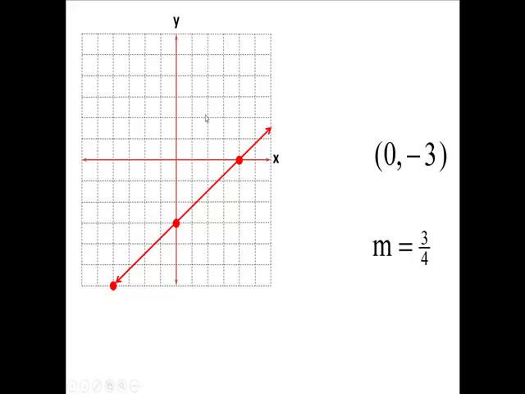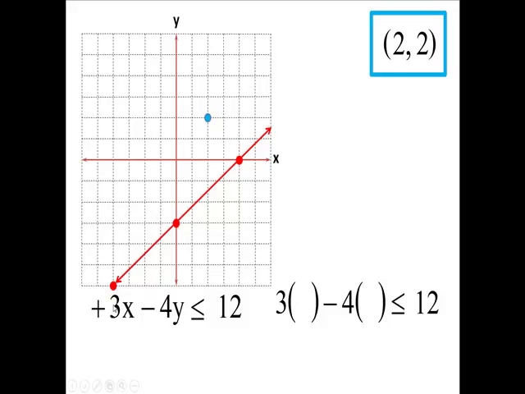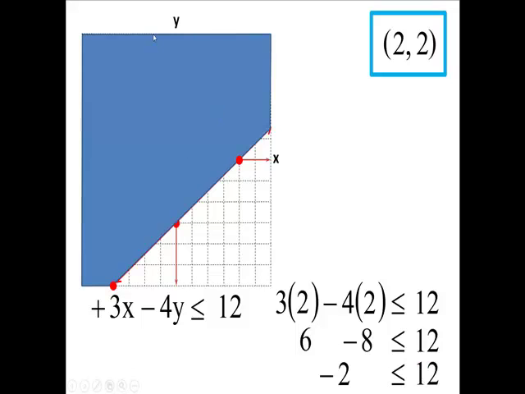Now, the test point for this right here, last time we used 2, 2. I'm going to do the same thing. Use 2, 2, that point right there, and see if you get a true statement. Well, 3 times 2 minus 4 times 2, that's 6 minus, what's 4 times 2? Is that less than 12? Is negative 2 less than 12? Sure is. So we're going to fill in this side of the line right here.